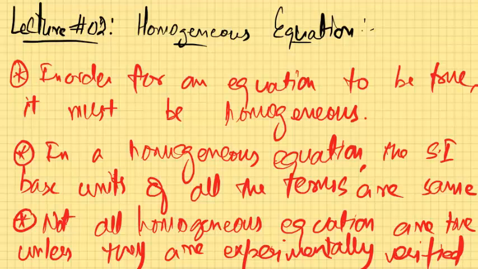But before we move on towards the experiments, we first check the homogeneity. You see, homogeneity is the first step. If you can't fulfill that rule, there is no need to go for the experiments. Alright, so if an equation is not homogeneous, then that equation is not true. Now again, I have written these three statements, that in a homogeneous equation the SI base units of all the terms are the same, but the actual meaning you will understand after we see some examples.